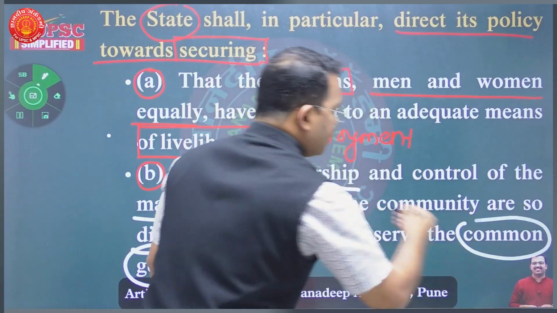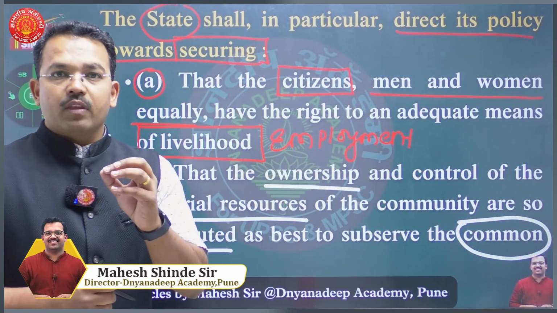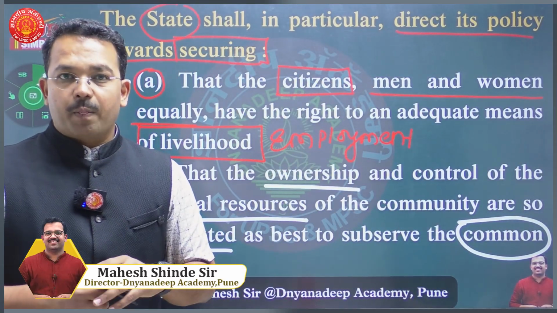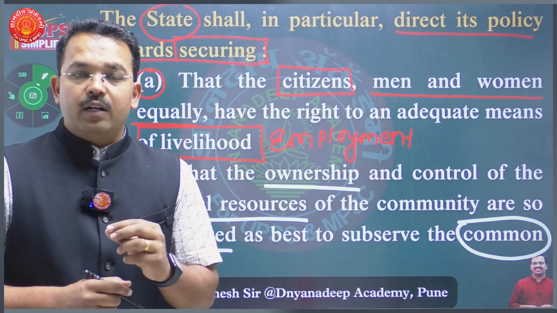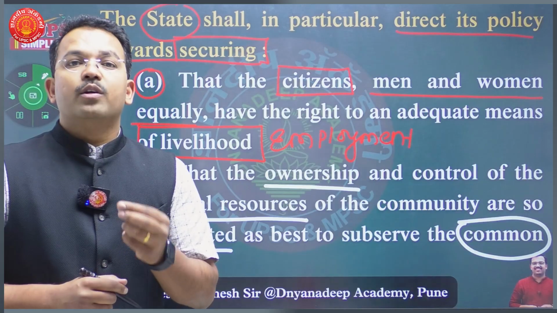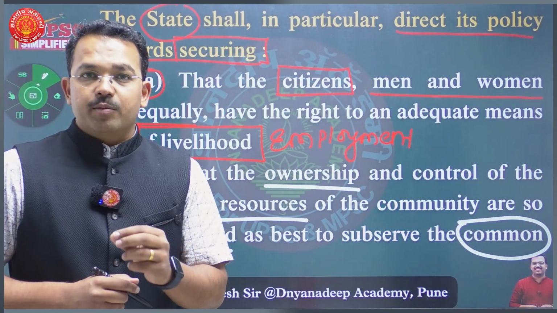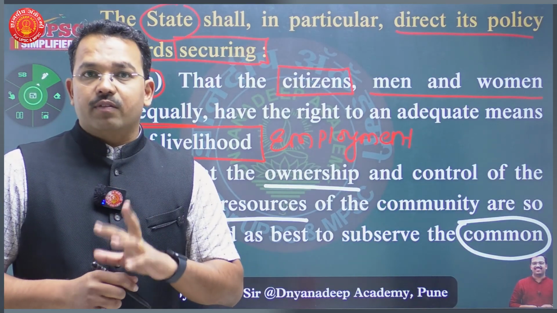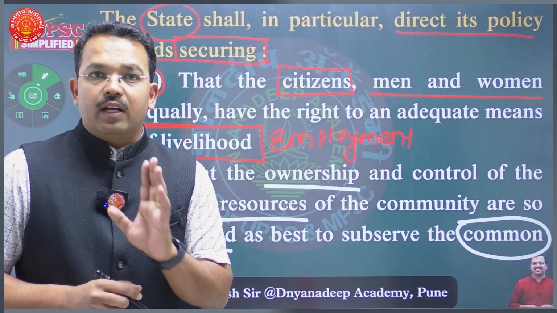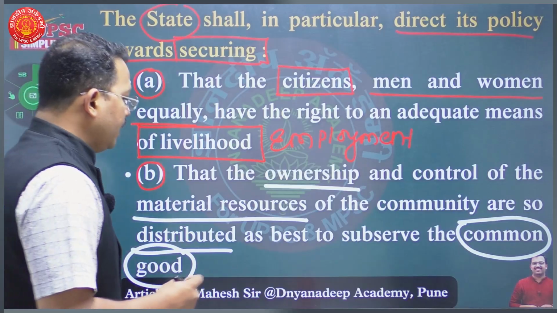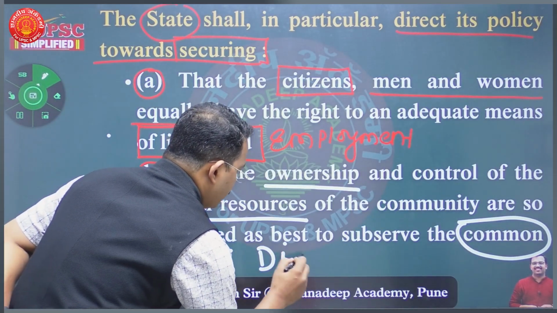That is, in simple terms, the means of production or the resources which are required to achieve the means of production should be equally distributed among all sections of society, should be equally distributed among all citizens of India. That's why 39B talks about distributive justice.